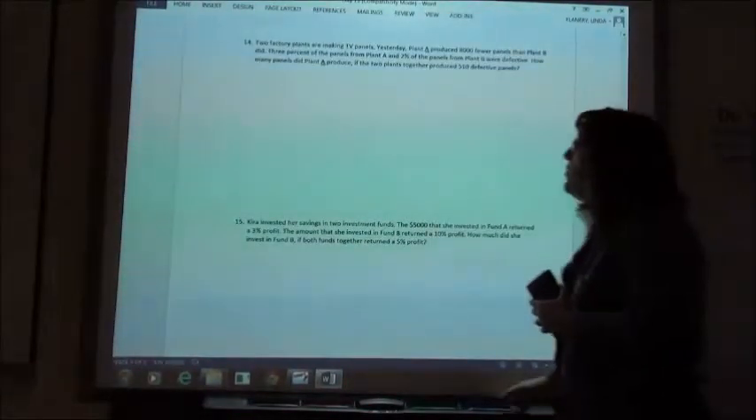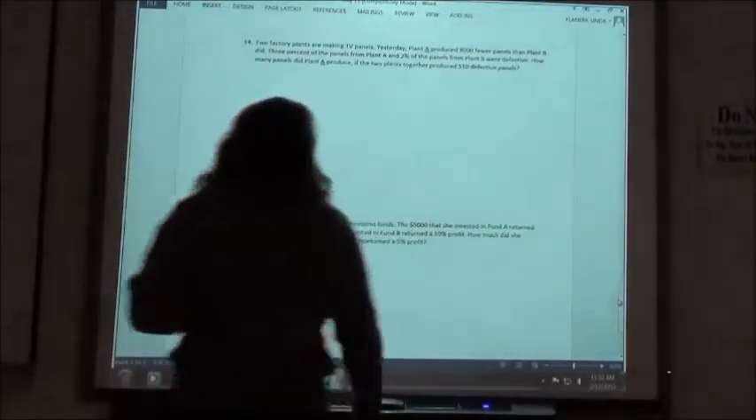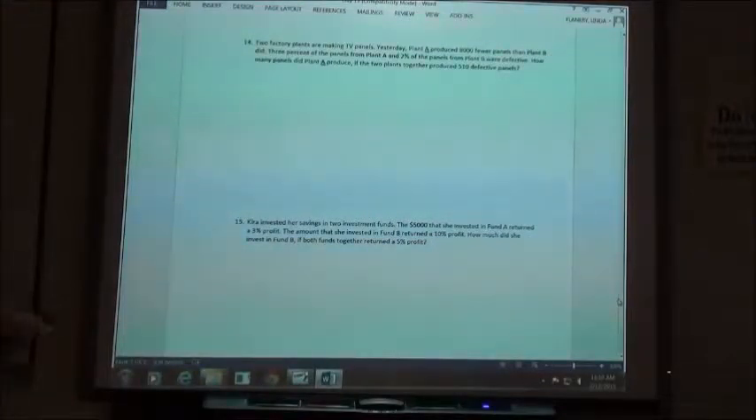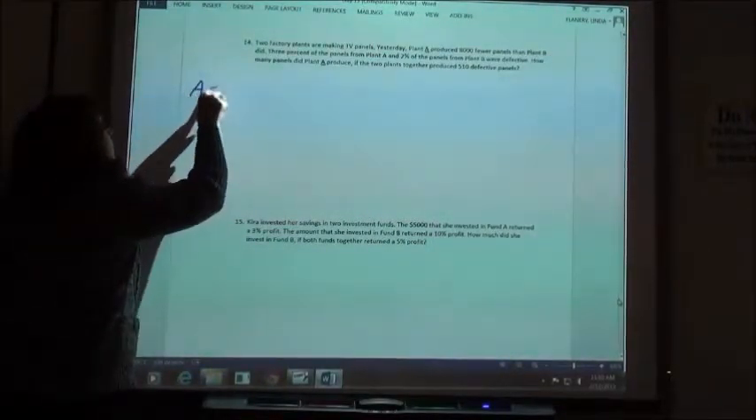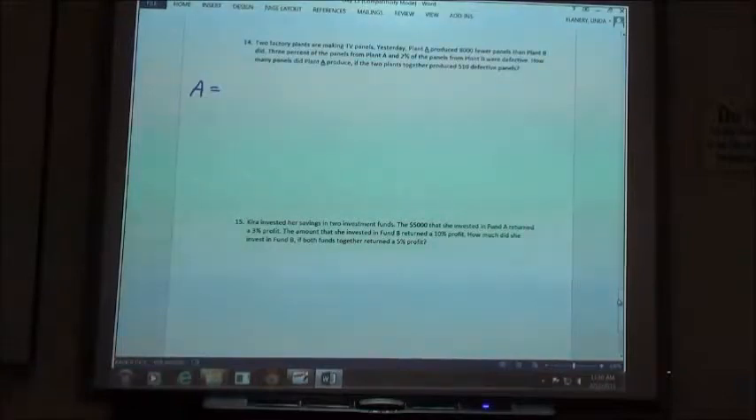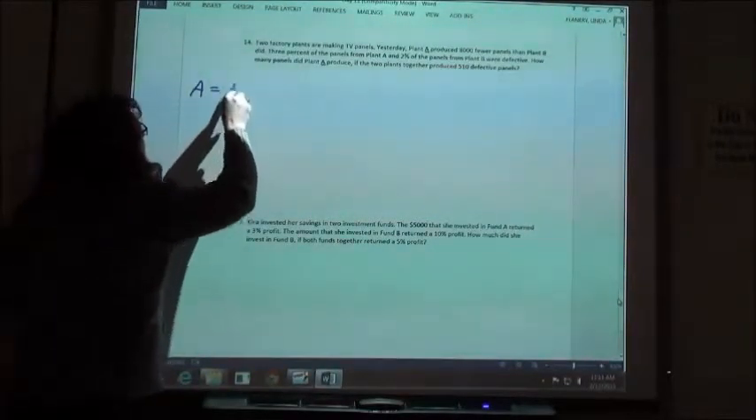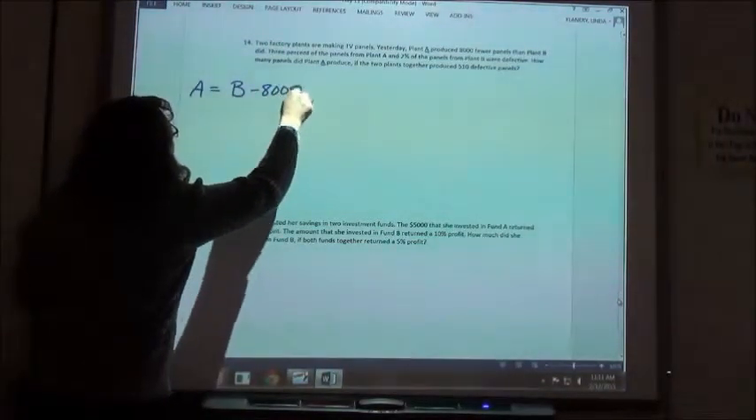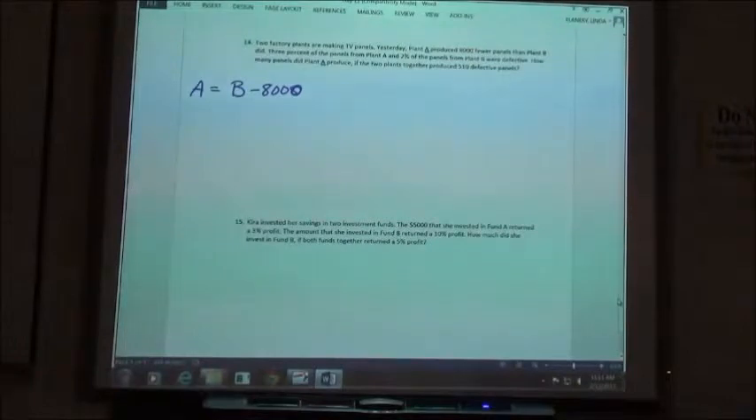14, 2 factory plants are making TV panels again. Yesterday, plant A produced 8,000 fewer than plant B. So, A produced 8,000 fewer than plant B. That's like having the less. I took the number from B and I subtract the 8,000 from it, not 8,000 minus B. So A is equal to B minus 8,000.